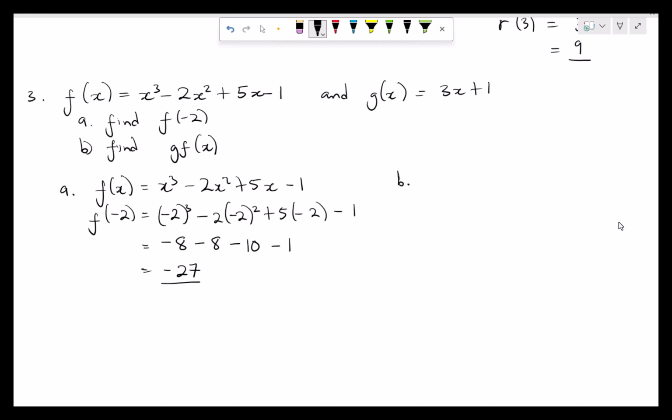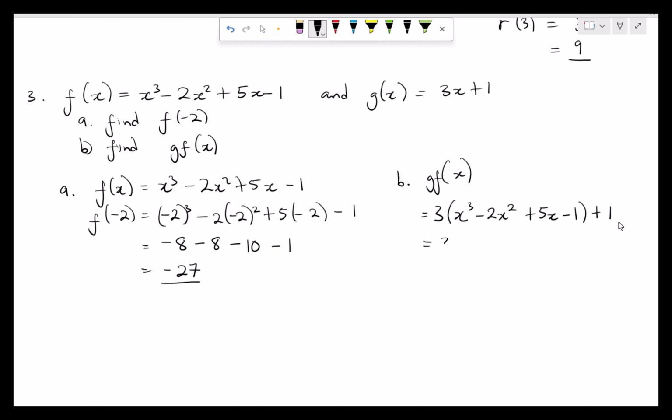And then part B says g f of x. So wherever we have x in the function of g, that's where we're going to put what we have in function f. We rewrite our function f as it is. So that's x cubed minus 2x squared plus 5x minus 1. This is our function f. We want to plug in the function of g. So we have 3 times x, so this whole function here of f is our x value for the function g. So we have 3 times f, plus 1.